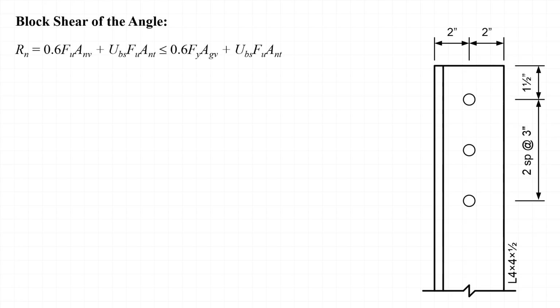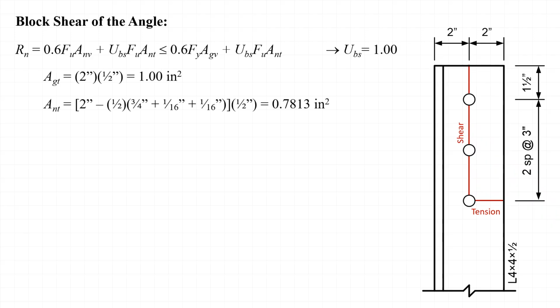Next, we'll check the block shear strength, and we'll start with the block shear strength of the angle. We'll use equation J4-5 from the 2022 edition of AISC 360, and we'll use the block shear pattern defined by the lines shown here in red, representing the failure surfaces in shear and in tension. We'll take U sub BS equal to 1.0 since the stress on the tension area is expected to be uniform.